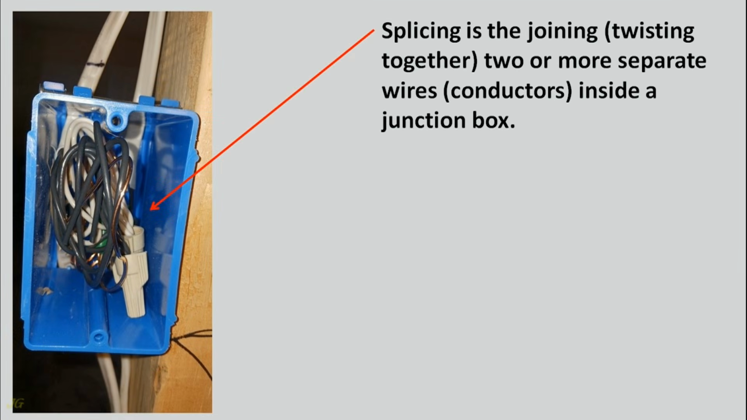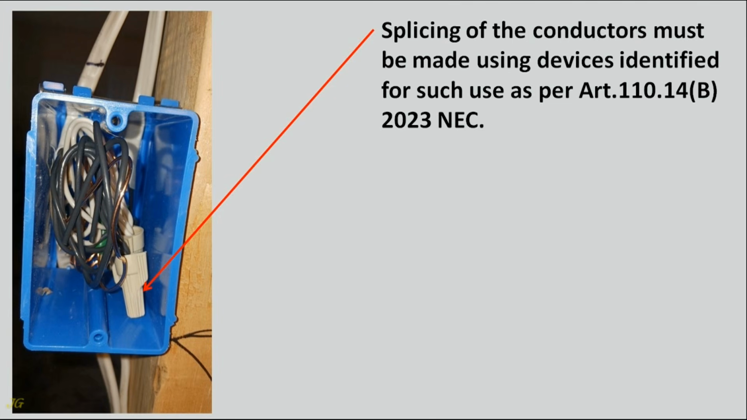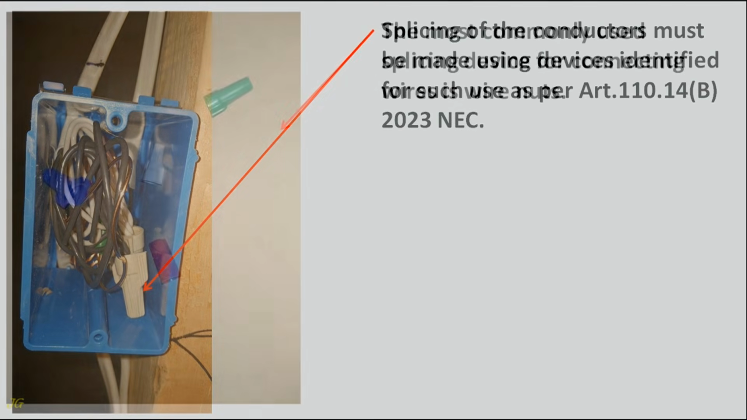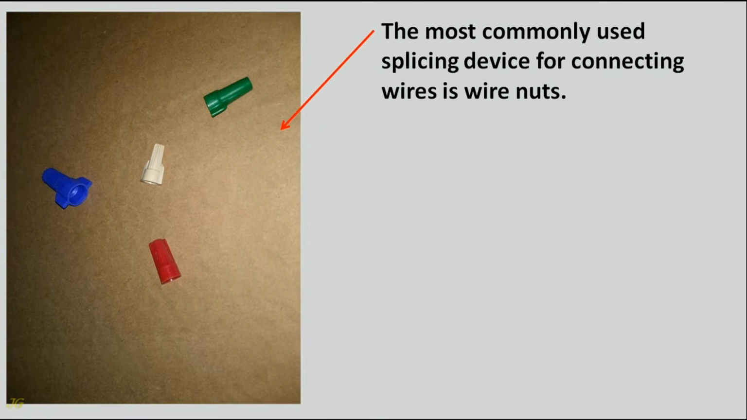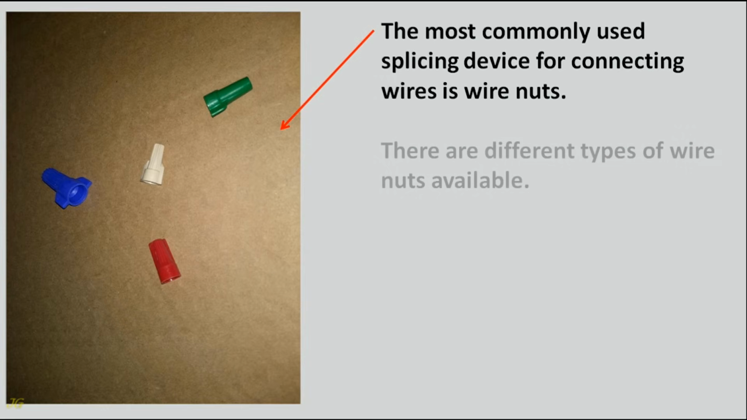Cable splicing. Splicing is the joining, twisting together, of 2 or more separate wires, conductors, inside a junction box. Splicing of the conductors must be made using devices identified for such use as per Article 110.14(B), 2023 NEC. The most commonly used splicing device for connecting wires is wire nuts.